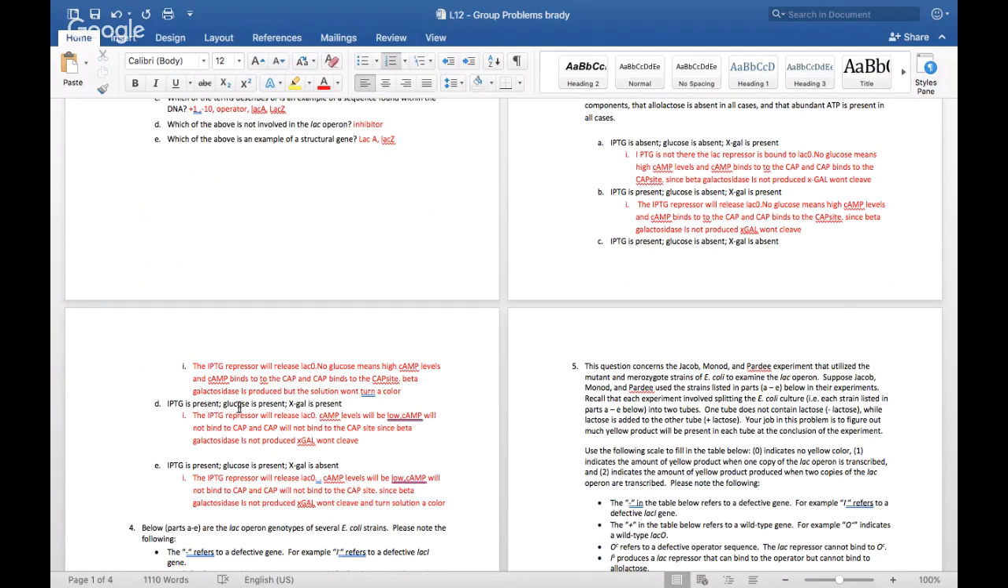D, IPTG is present, glucose is present, and X-gal is present. So when glucose is present, you're going to have a low cAMP concentration. It will not bind to CAP, and CAP will not bind to the CAP site. And you won't have a color because the X-gal will not cleave. For E, we have IPTG is present, glucose is present, and X-gal is absent. So we put the repressor is released by LAC-O. cAMP levels will be low since there's glucose present. CAP will not bind to the CAP site, and galactosidase is not produced, so X-gal will not cleave.